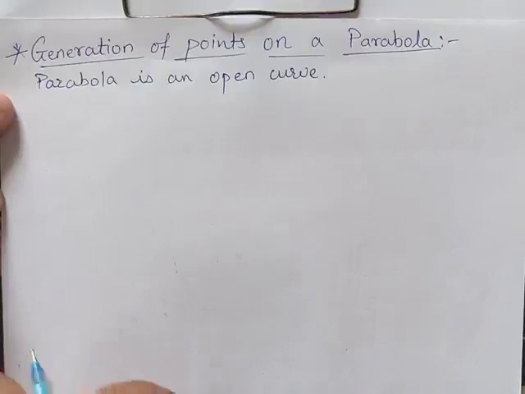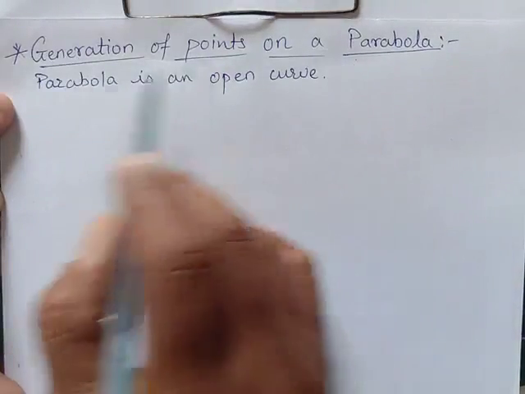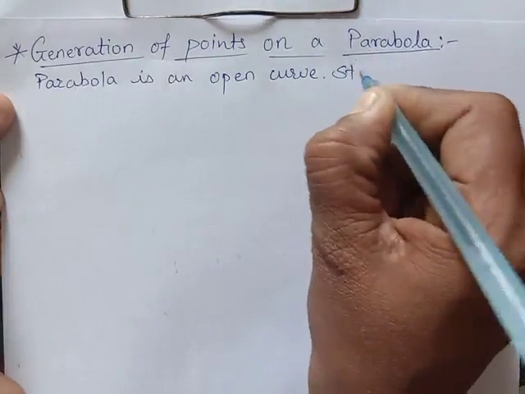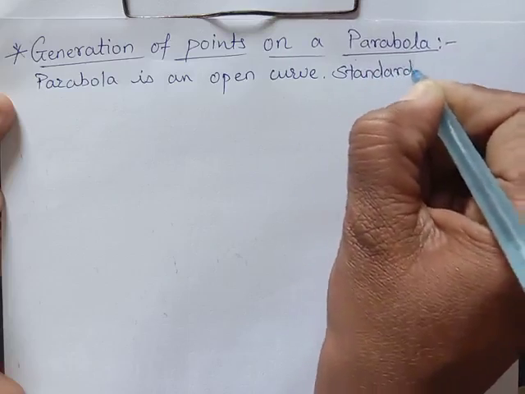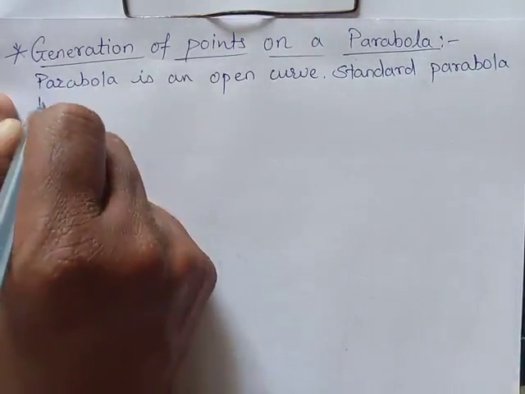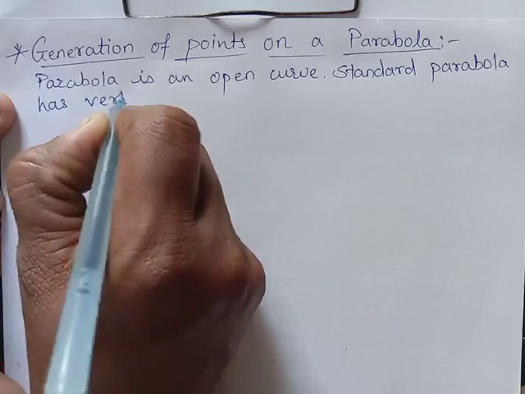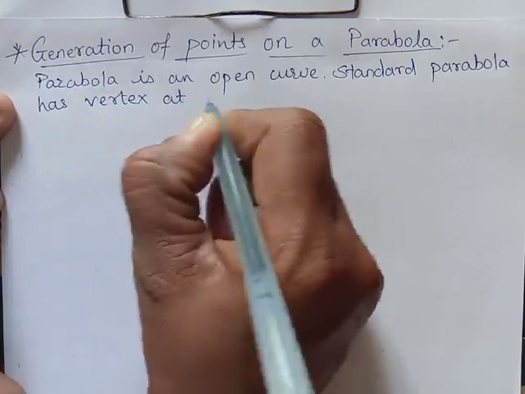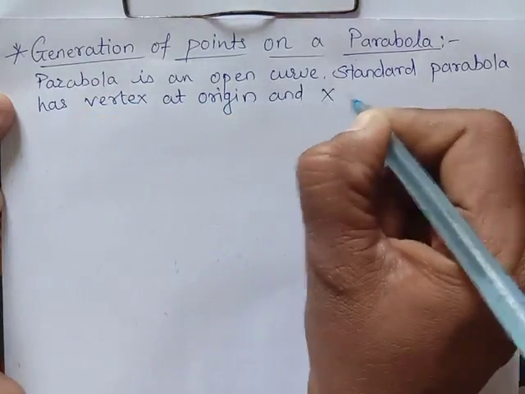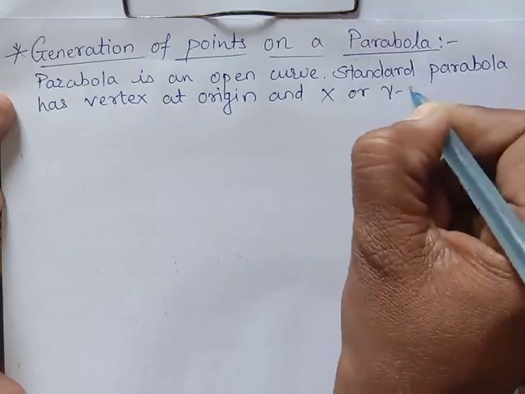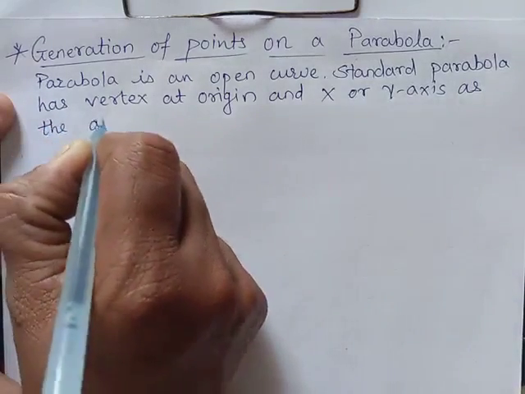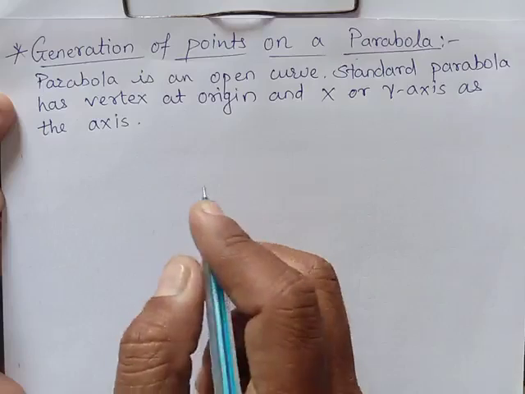Hello students, in this video let's see about generation of points on a parabola. You know that a parabola is an open curve. A standard parabola has its vertex at origin and the x or y axis as the axis.